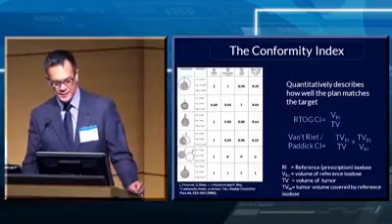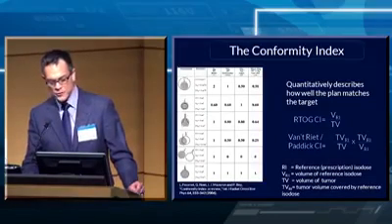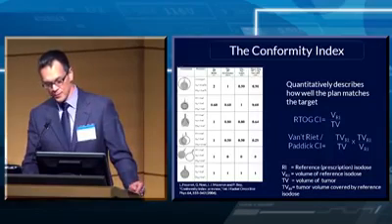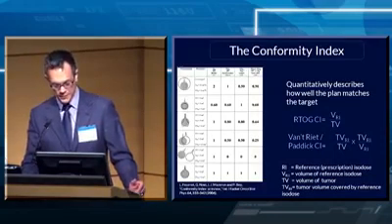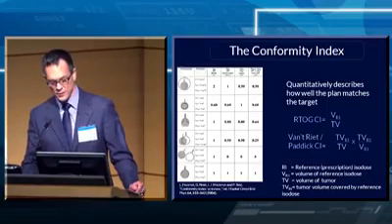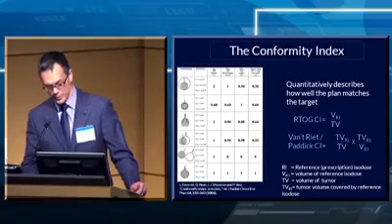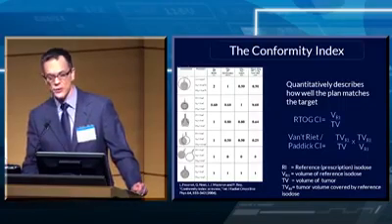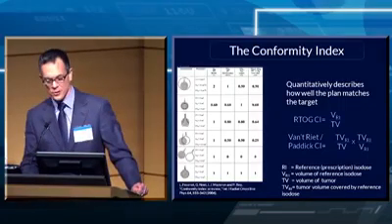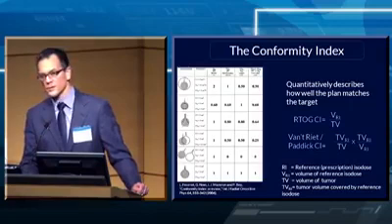And that's defined as the volume of the tumor receiving at least the prescription isodose divided by the total volume of the tumor, times the volume of the tumor receiving the prescription isodose divided by the total volume of the prescription isodose. So this term is just the fractional amount of the tumor you're treating with the prescription, and this term tells you how much normal tissue you're treating. So you get penalized if either of these don't work out right.